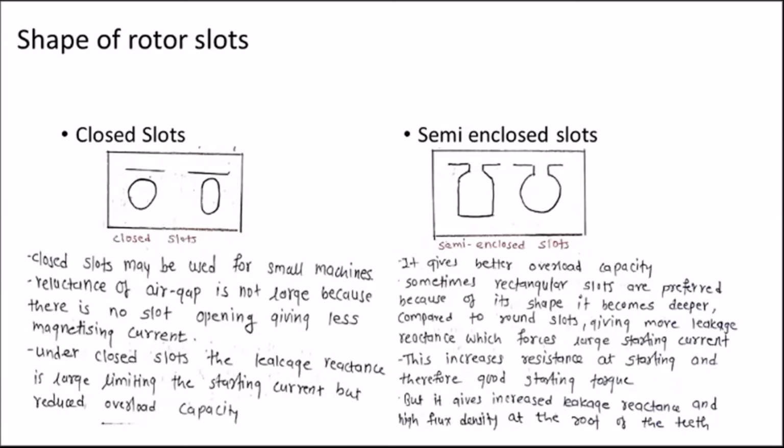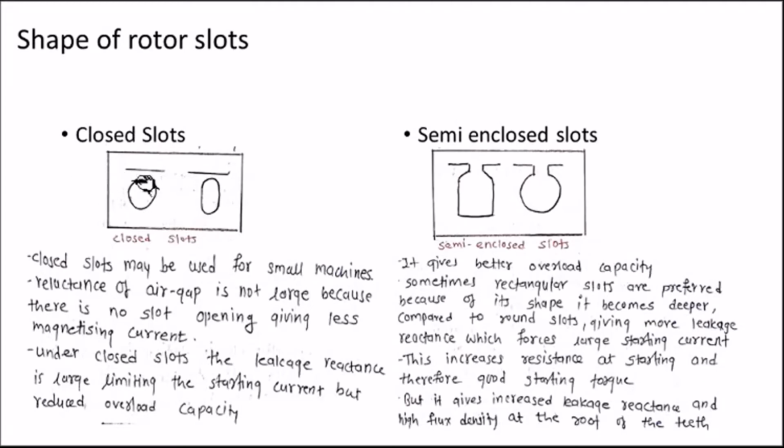Now once you know the value of area of rotor bar, you must select the shape of the rotor slot. There are two shapes of the rotor slots. One is closed slots, second one is semi-enclosed slots. Now remember, in case of stator we have two types of slots, that is open slots and semi-enclosed slots. But in case of rotor we have closed slots and semi-enclosed slots. So semi-enclosed slots are common between stator and rotor, but closed slots are only for rotor.